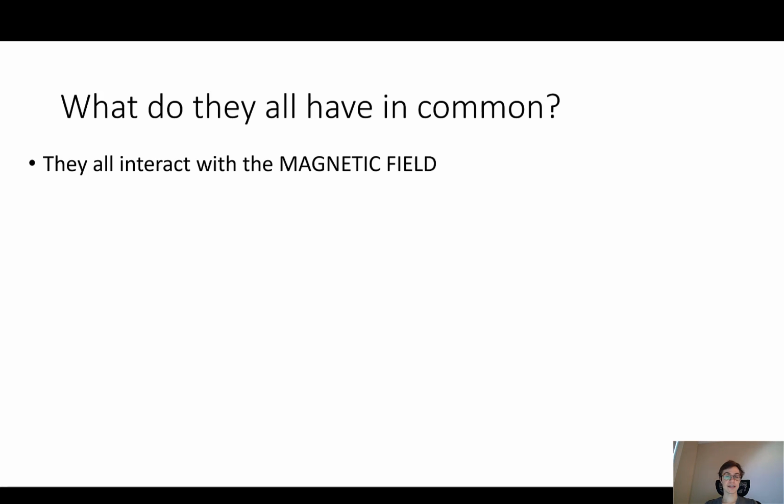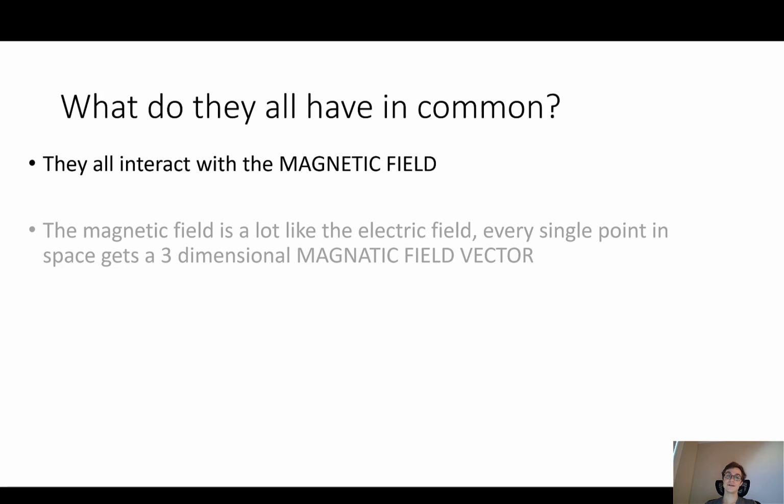What do these permanent and electromagnets have in common? Well, they all interact with a magnetic field. The magnetic field is a lot like the electric field. Remember where every single point in space got a three-dimensional vector? It's the same, except it has a magnetic field vector instead of an electric field vector.